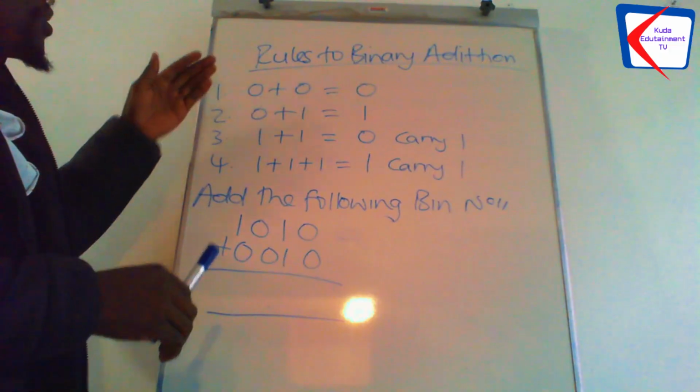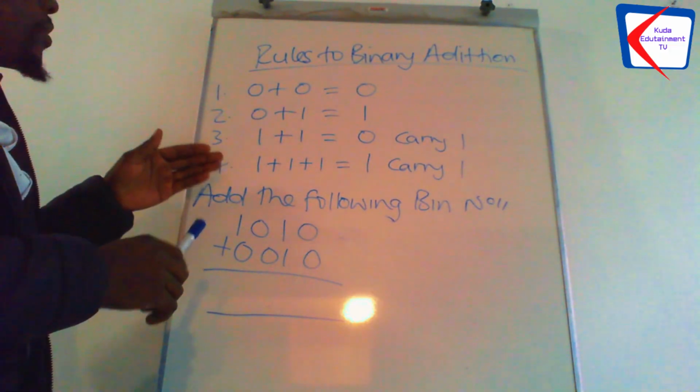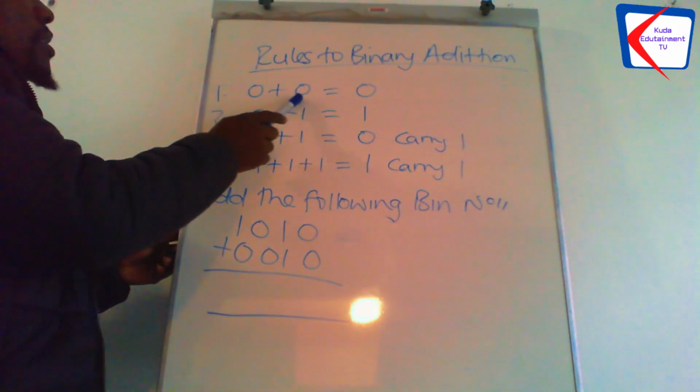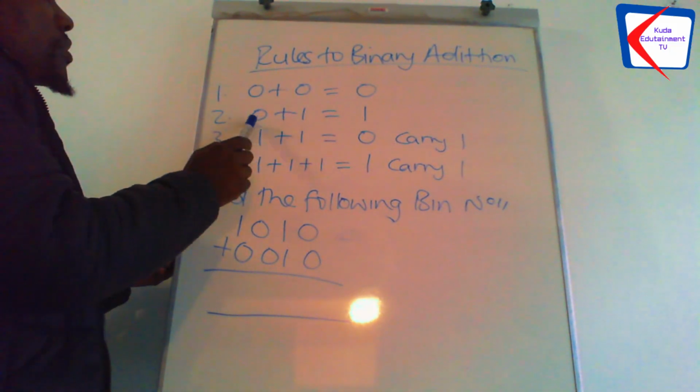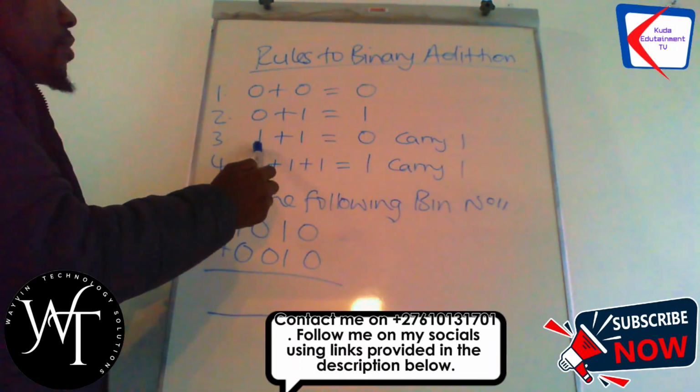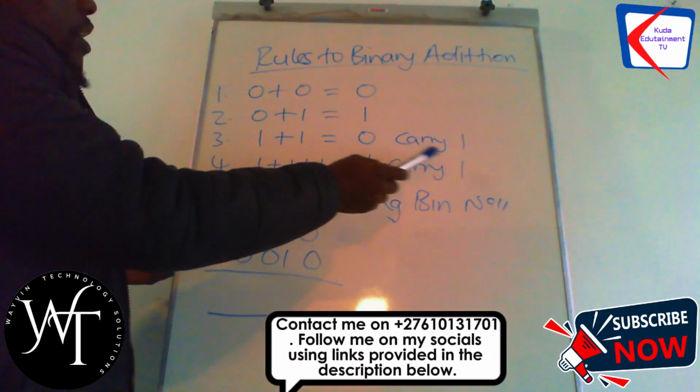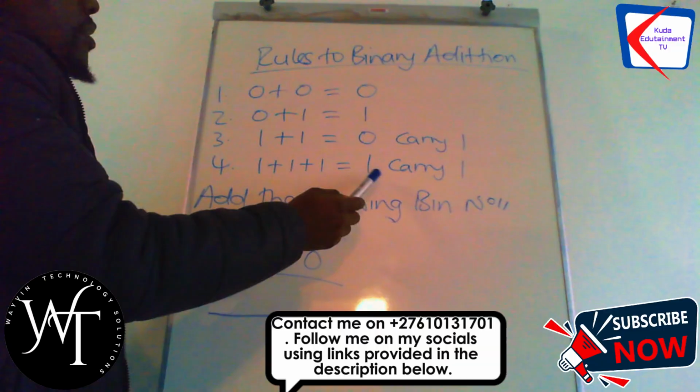Alright, so these are the rules I was talking about, the 4 rules. The first rule says 0 plus 0 is equal to 0. Second rule, 0 plus 1 is equal to 1. The third rule, 1 plus 1 is equal to 0, carry 1. And 1 plus 1 plus 1 is 1, carry 1.